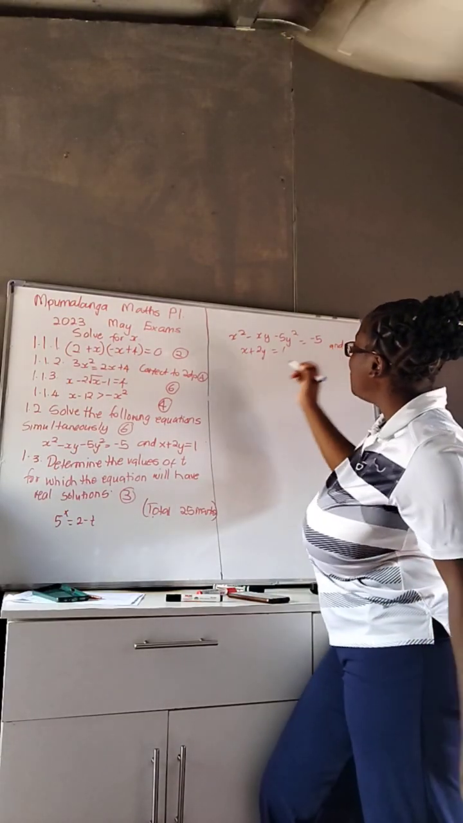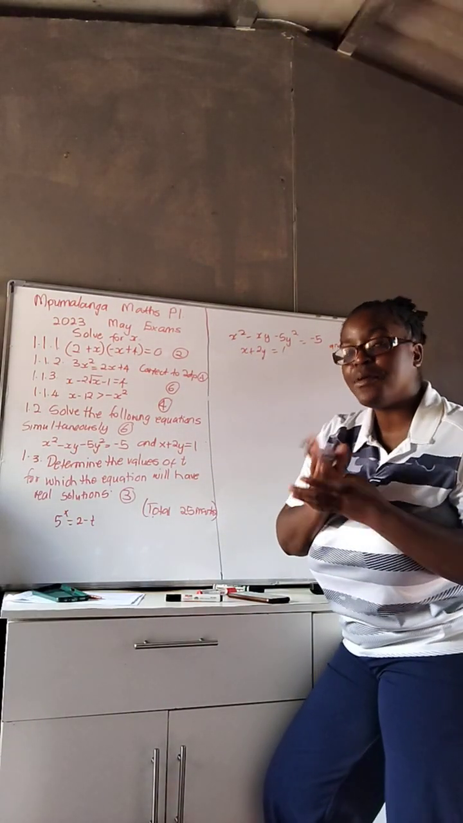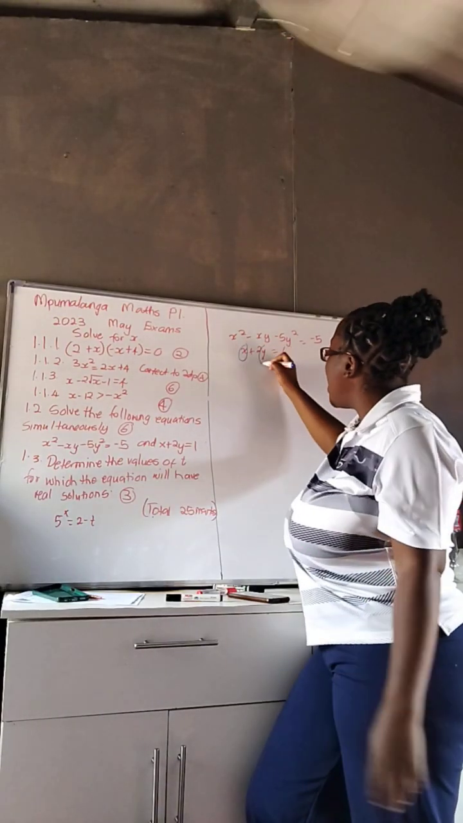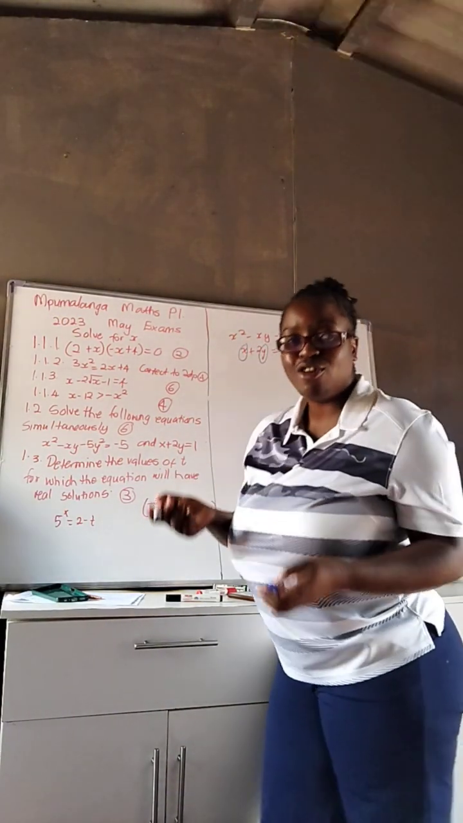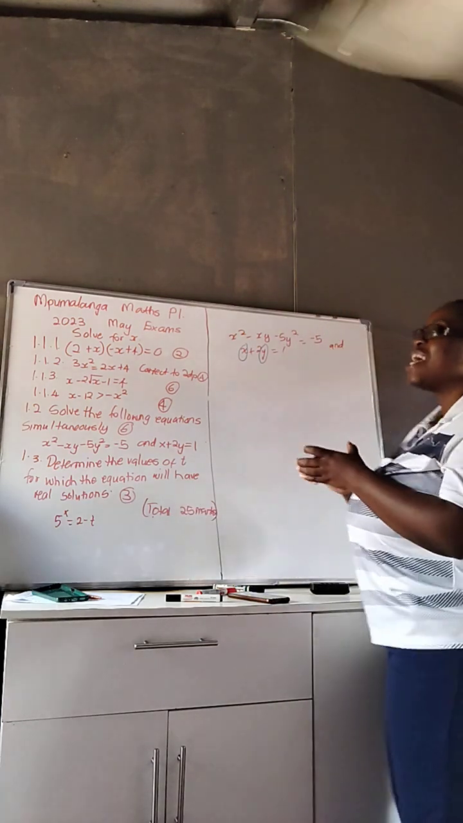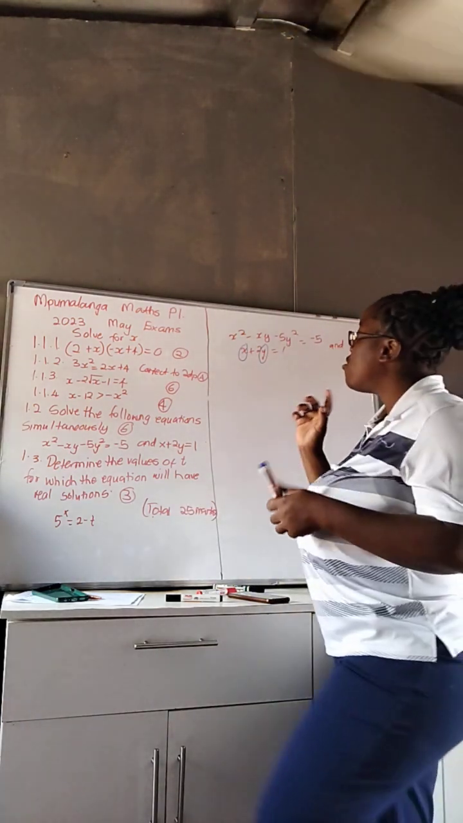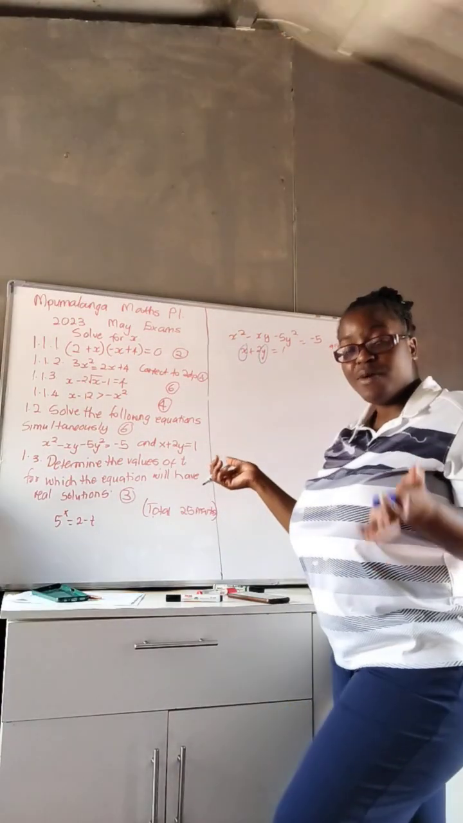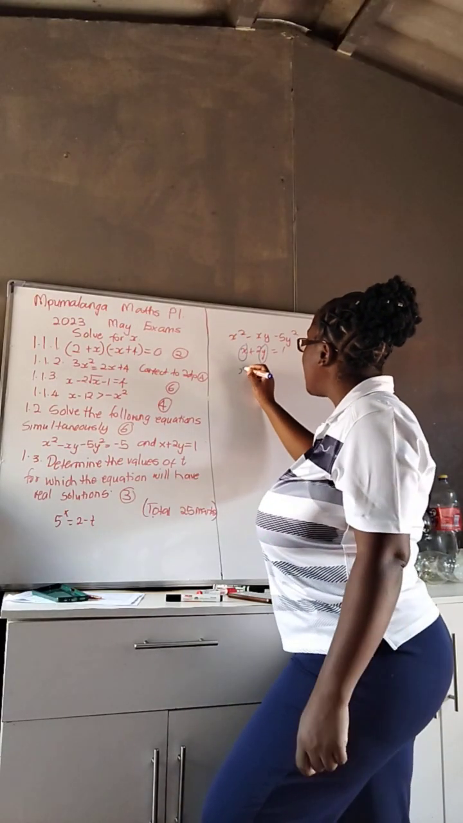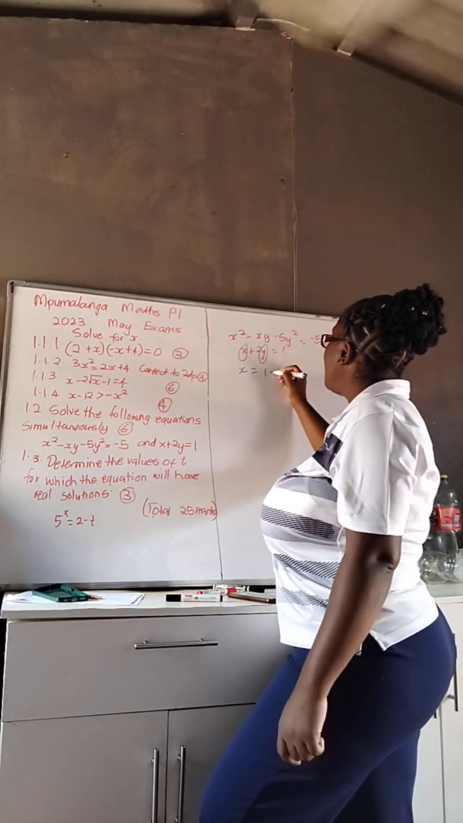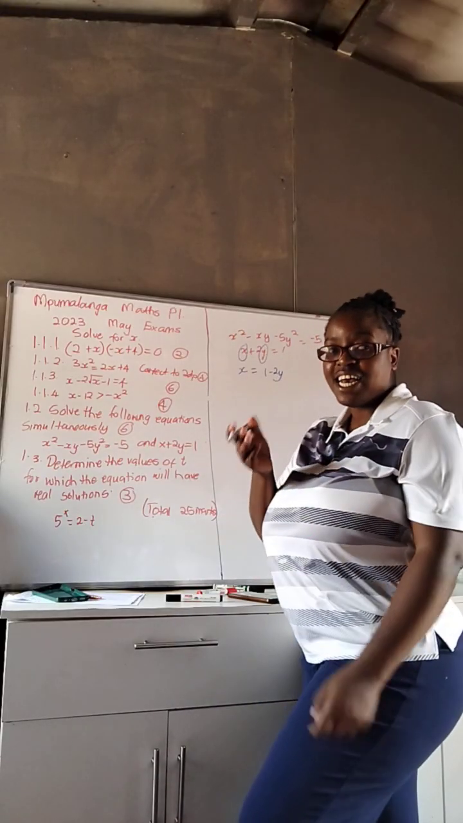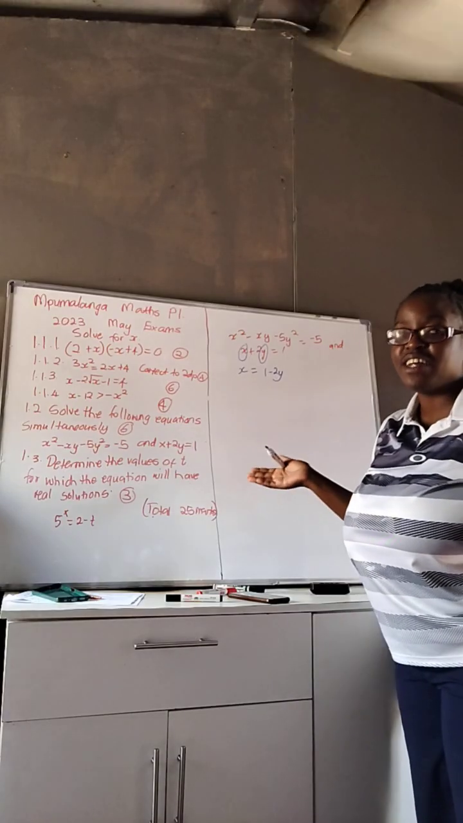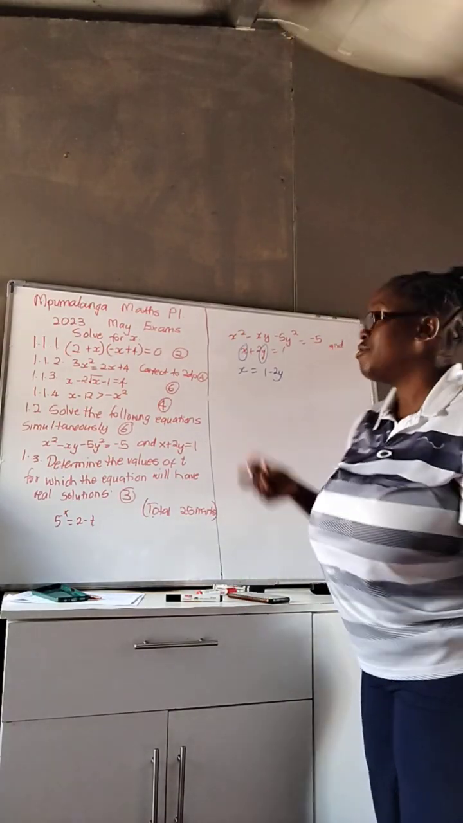So how do we solve this one? Firstly, for simultaneous equations, you can make x the subject or y the subject. It depends on what you want. After you make x or y the subject, it is also going to depend on how comfortable you are with fractions. So x is equal to 1 minus 2y. I prefer to make x the subject. Why? Because y is going to give me fractions at the end of the day, and I don't want to stress myself.